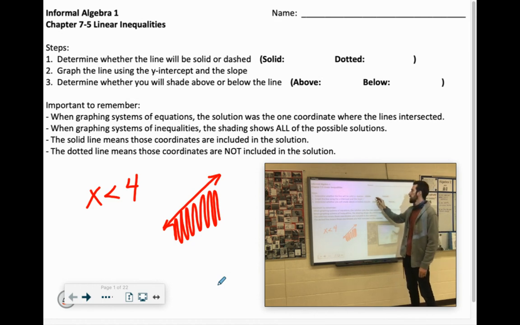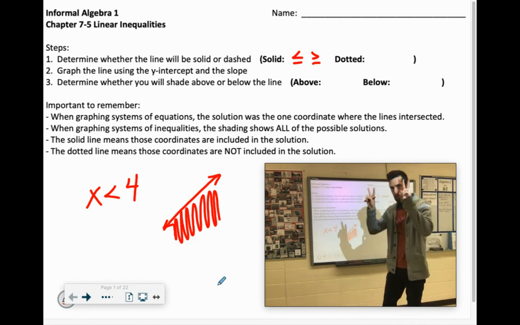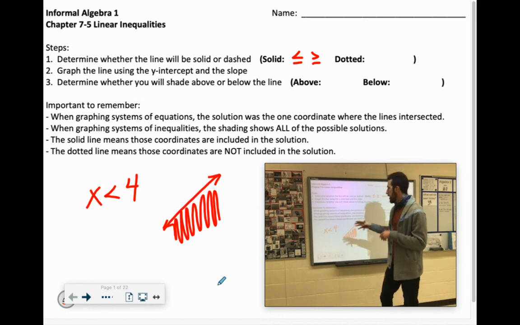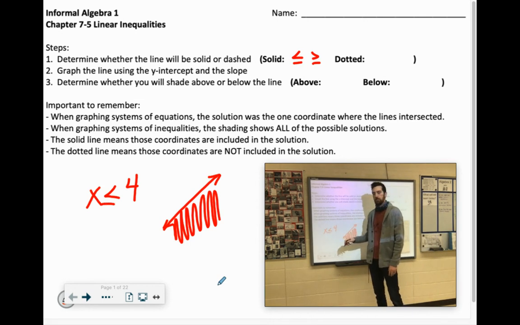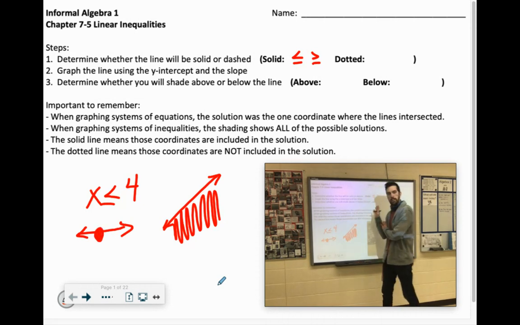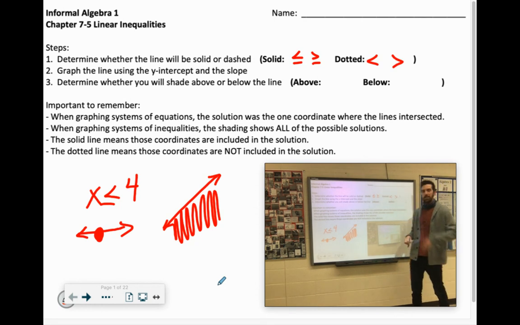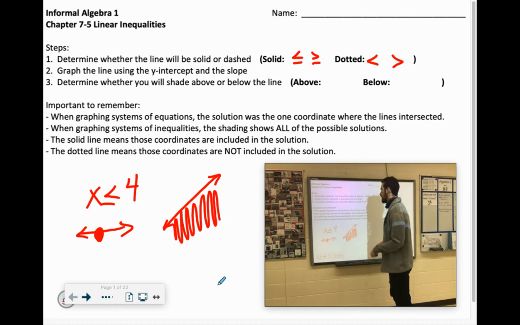If it's a solid line, it's going to be less than or equal to or greater than or equal to. So it's the or equal to's. Just like back here when you had x is less than or equal to 4, it was a solid dot on 4. So it's a solid line here. Now, if it's a dotted or a dashed line, that's just when it's less than or greater than. And you'll see what I'm talking about as far as those lines.